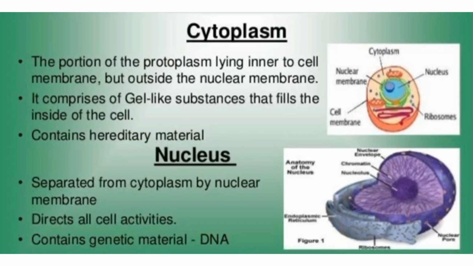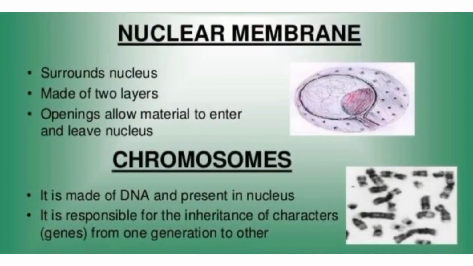Students, now we will discuss about the nucleus. It is separated from cytoplasm by the nuclear membrane. It directs all cell activities. It contains genetic material known as DNA. Now we will discuss about the nuclear membrane. It surrounds the nucleus. It is made up of two layers. Its openings allow material to enter and leave the nucleus.